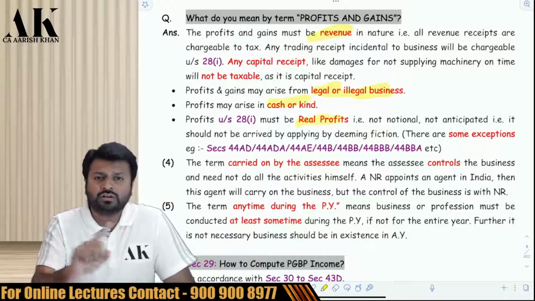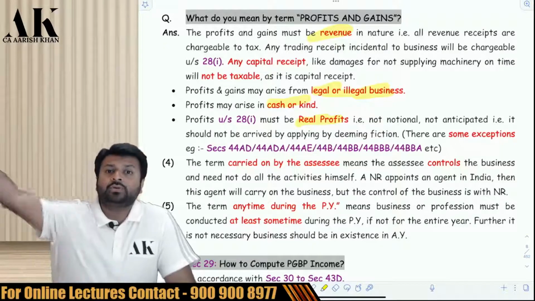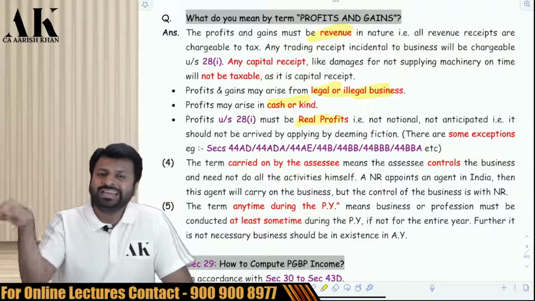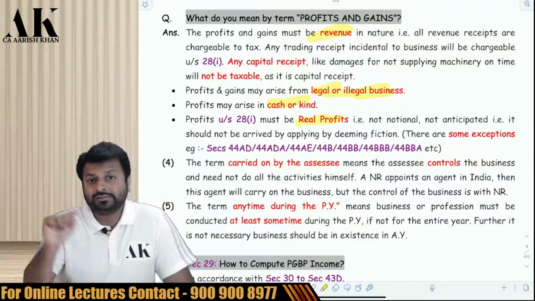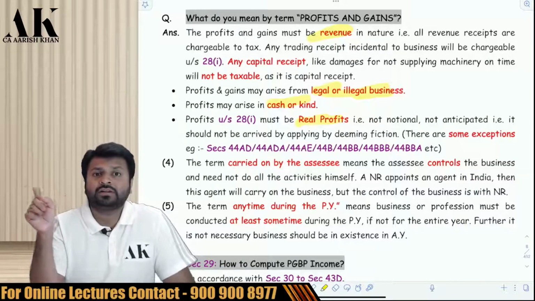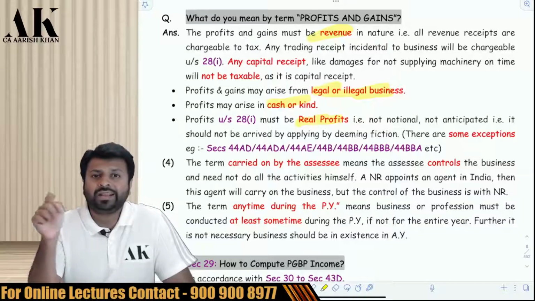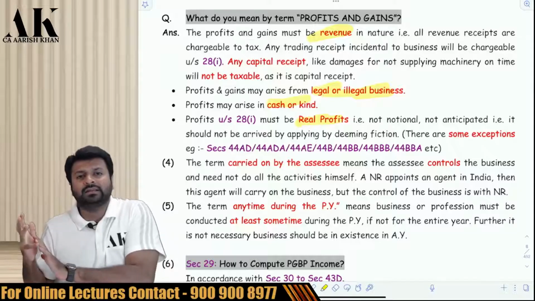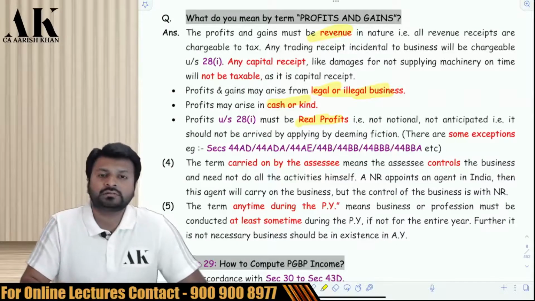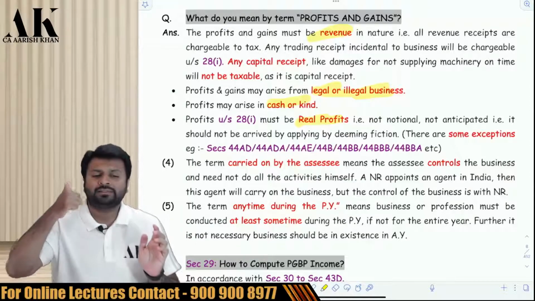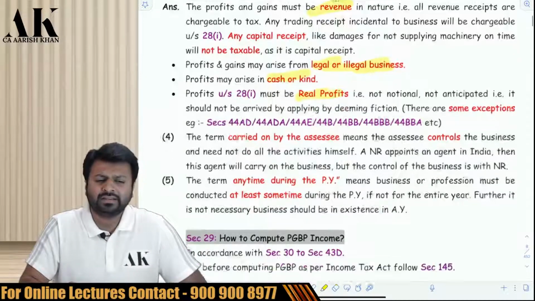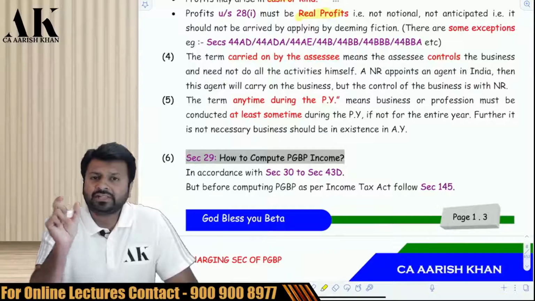If you wish to charge a notional profit, an anticipated profit, a deemed profit, you have to make a separate section for that. The way the government has made 44AD, 44ADA, 44AE and many other sections. The government has made a separate section. 44AD, 8% of turnover, a separate section is made. 44ADA, 50% of gross receipt, a separate section. So in those sections, what is happening? In those sections, a notional income is getting charged of the assessee and not the actual income. I hope you are clear with this. Therefore, profits and gains are supposed to be real, are supposed to be revenue, are supposed to be legal, illegal, both, are supposed to be cash or in kind. It doesn't matter.